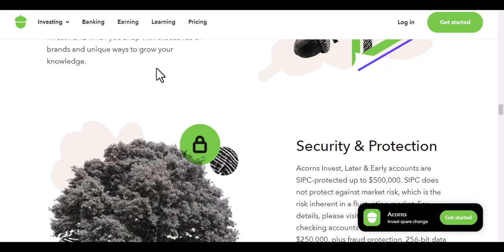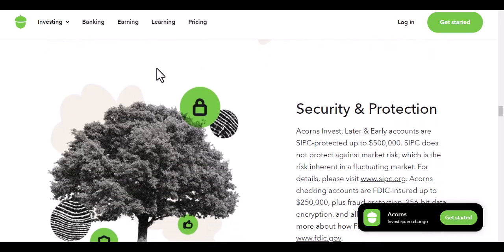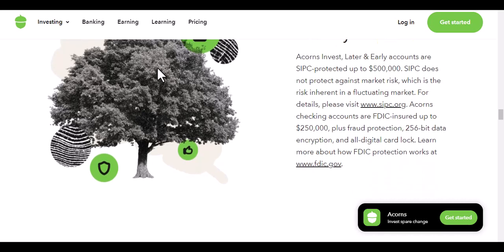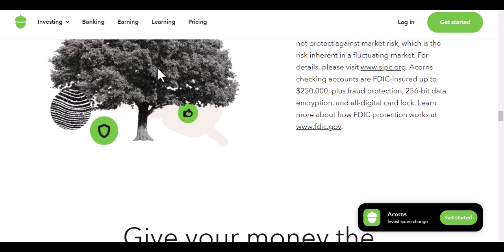So, there you have it. I've answered the question, can I send money from Acorns to Cash App, in a few different ways. I've also discussed the pros and cons of doing so, and I've offered a few alternatives. I hope this information has been helpful.